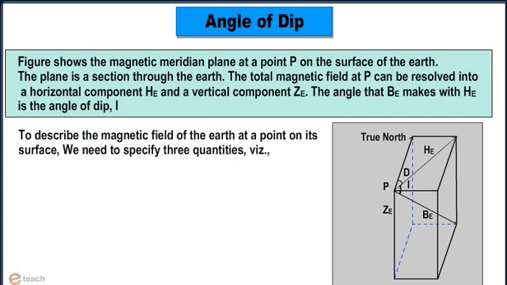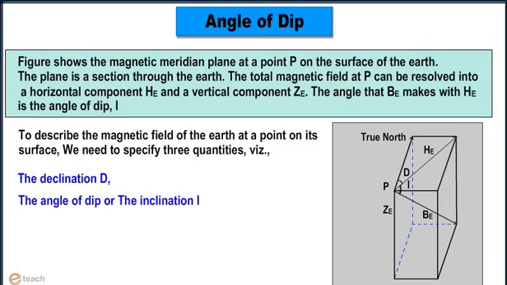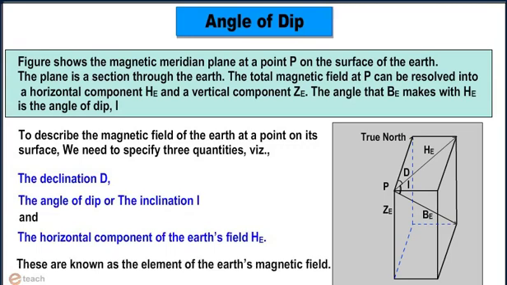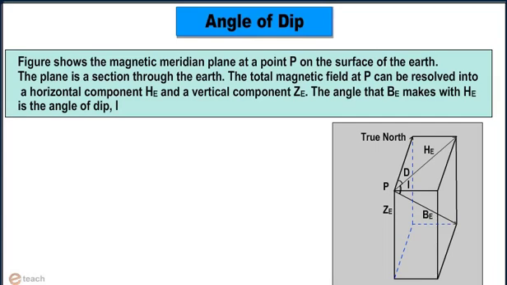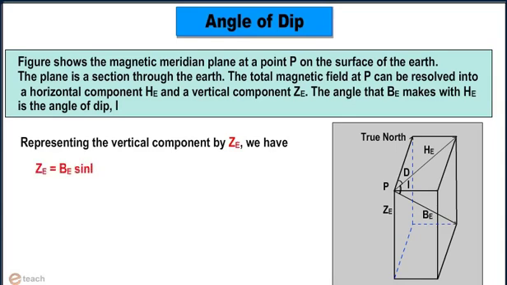To describe the magnetic field of the Earth at a point on its surface, we need to specify three quantities. They are the declination, the angle of dip or the inclination, and the horizontal component of the Earth's field. These are known as the elements of the Earth's magnetic field. Representing the vertical component by ZE, we have ZE equals BE sin I and HE equals BE cos I, which gives tan I equals ZE by HE.